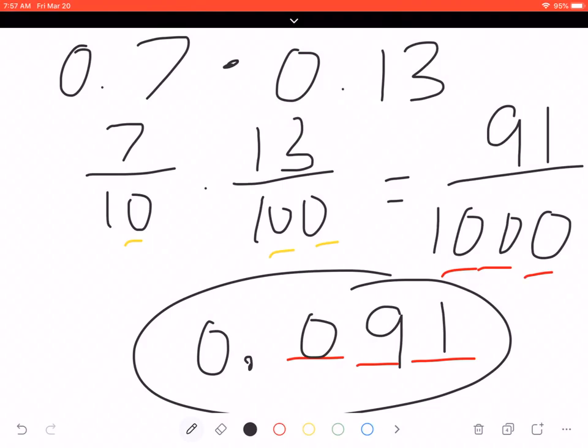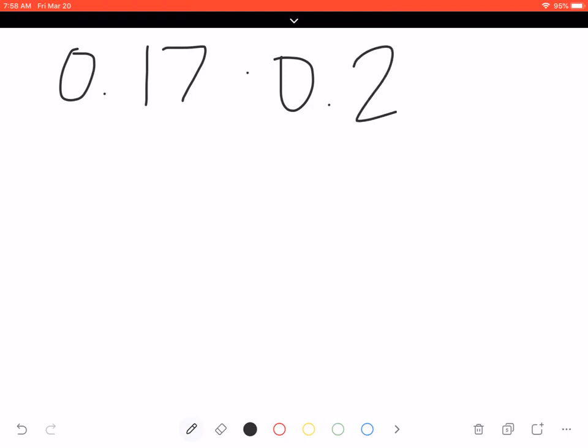Okay, so I'll give you a couple to work on, and then when I come back in the Zoom later this morning, we'll see if we can talk about them. So let's try a few. Let's do 17 hundredths times 2 tenths. And remember to choose the strategy that you think makes more sense.